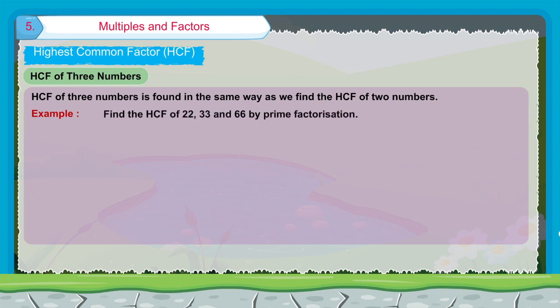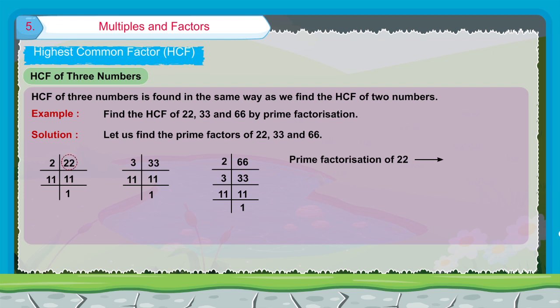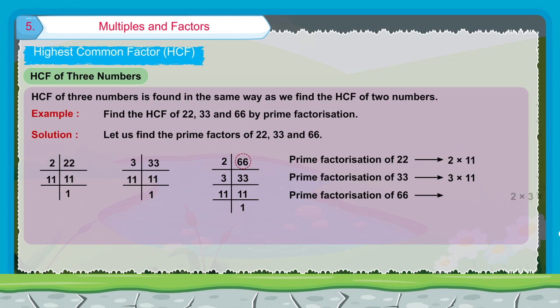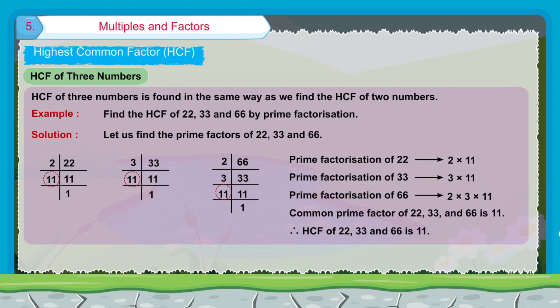Example: find the HCF of 22, 33 and 66 by prime factorization. Solution: let us find the prime factors of 22, 33 and 66. Prime factorization of 22 is equal to 2 into 11. Prime factorization of 33 is equal to 3 into 11. Prime factorization of 66 is equal to 2 into 3 into 11. Common prime factor of 22, 33 and 66 is 11. Therefore, HCF of 22, 33 and 66 is 11.